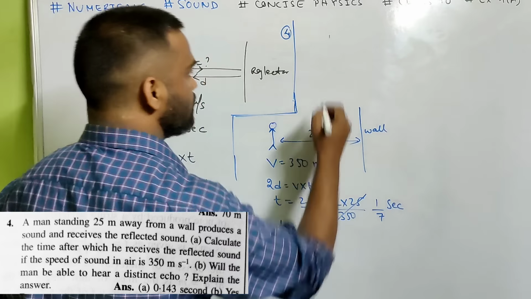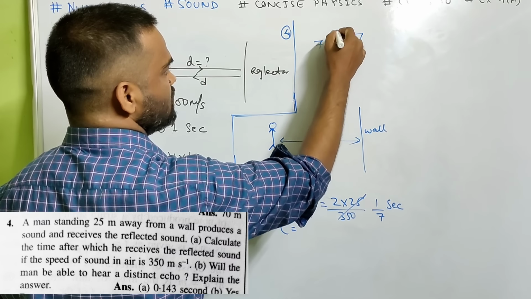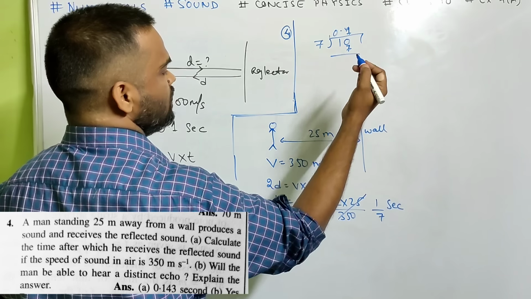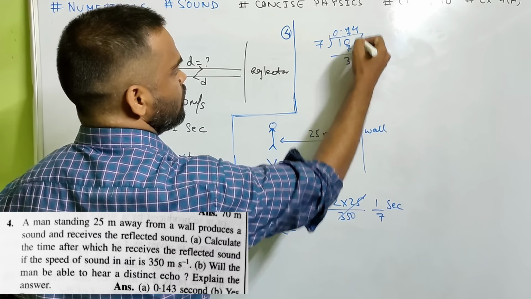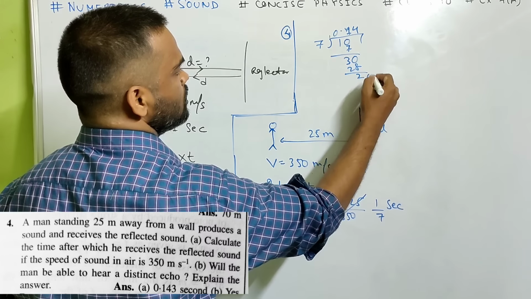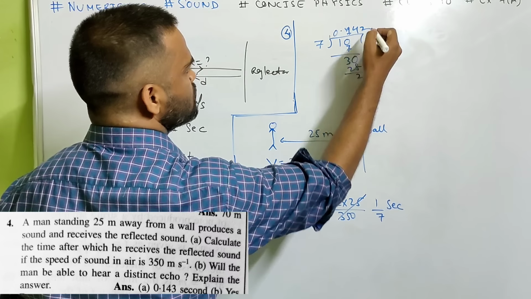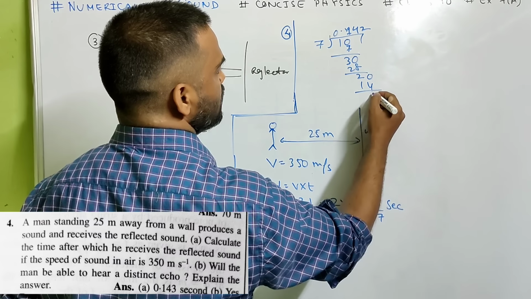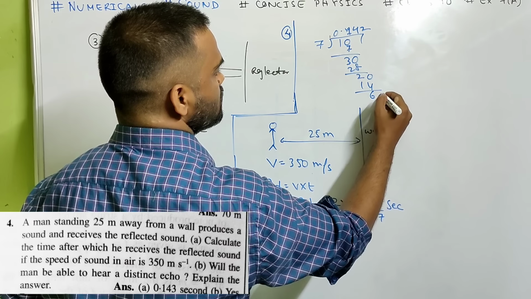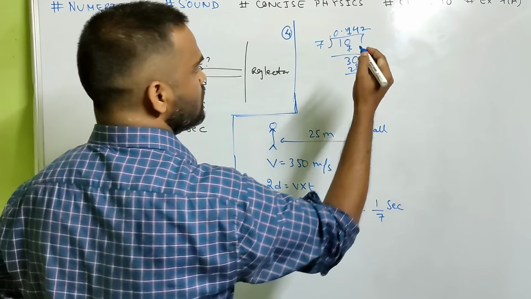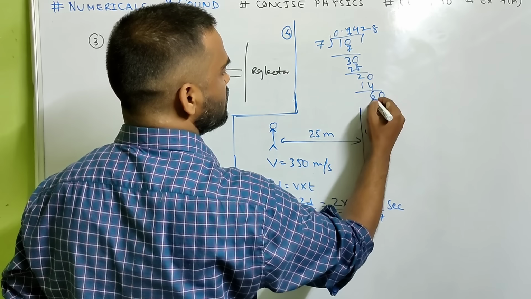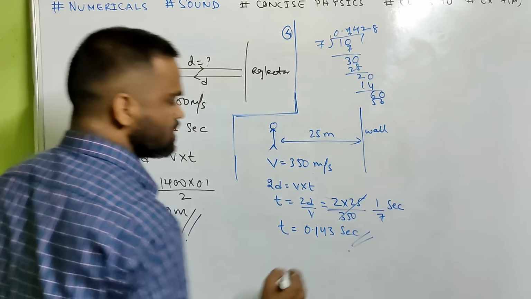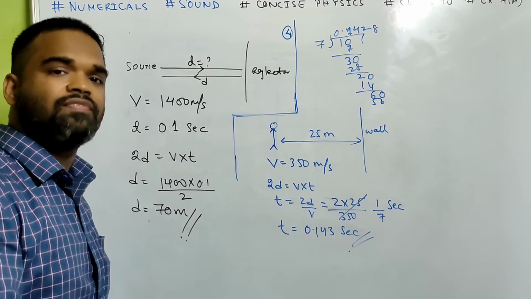So T is what? 1 by 7, which means 1 divided by 7. Just solve it. 4 7s are 28, 2, 7 2s are 14. So 0.14. Okay. I'll take one more place, so 60, 7 8s are 56. So this is 0.143 second, after which he will hear the reflected sound.